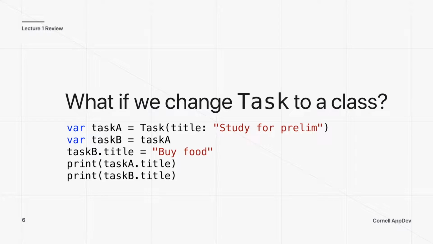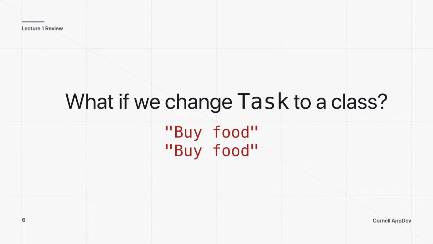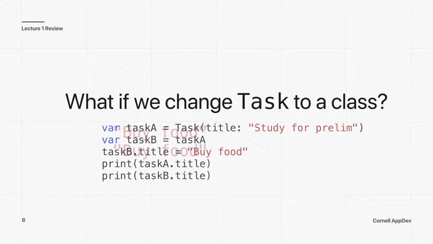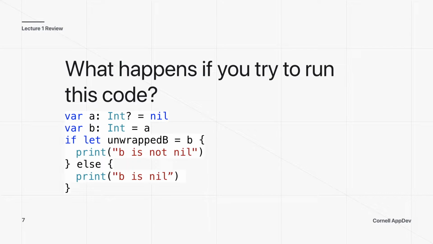So, okay, I guess answered this one, but what if we change task to a class? It ends up being buy food, because in this first assignment, when we say task B equals task A, instead of copying over all those values, it's copying over the reference that task A is pointing to. And so when we change the object that it's referring to, it's changing the object that both are pointing to. That was a little weird, but hopefully that was clear.